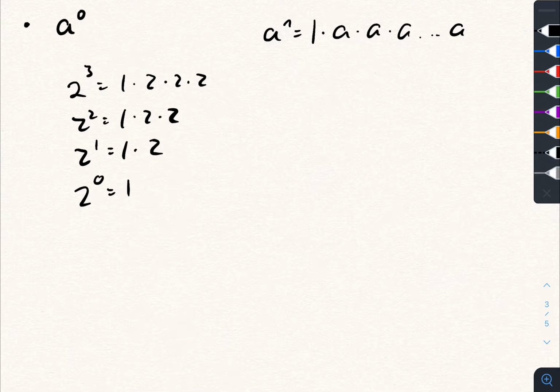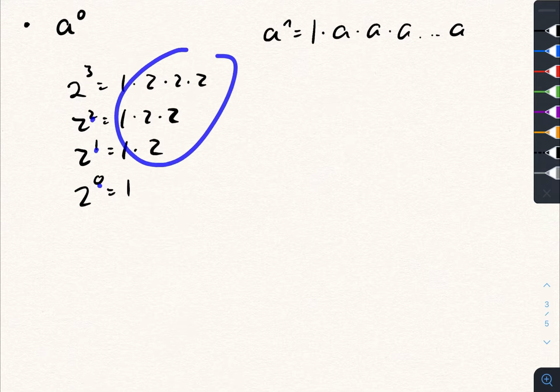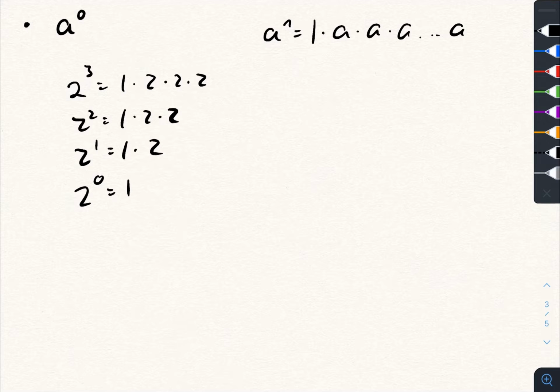And then 2 to the 0, well, how many times do I multiply by 2? I don't multiply by 2. So 2 to the 0 means I just don't multiply 1 by 2. I just don't do it. I just leave that 1 alone. And therefore, 2 to the 0 should be equal to 1. And this is the same for any base. If this was a 3, like 3 cubed, 3 squared, 3 to the 1, 3 to the 0, it would all be exactly the same, and you would come to the same conclusion that a to the 0 is equal to 1. And that's for any base too.